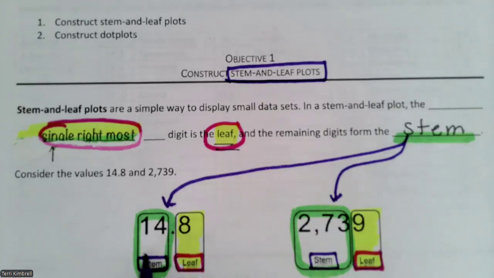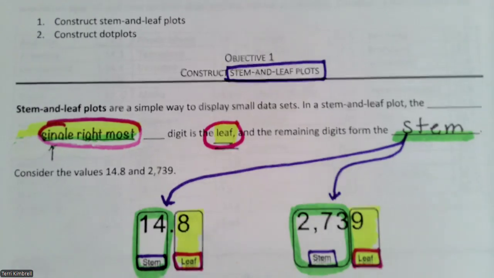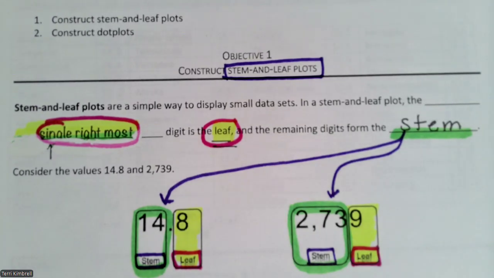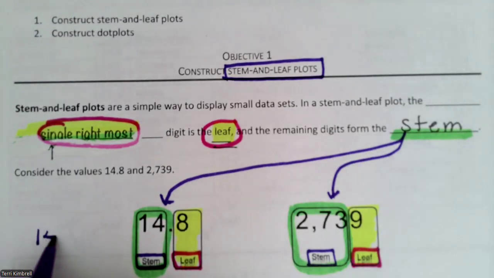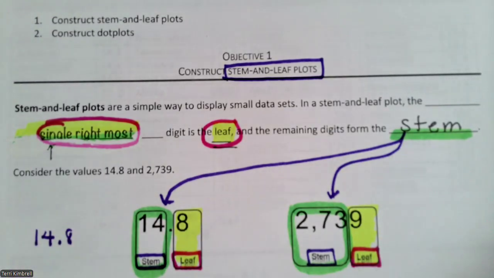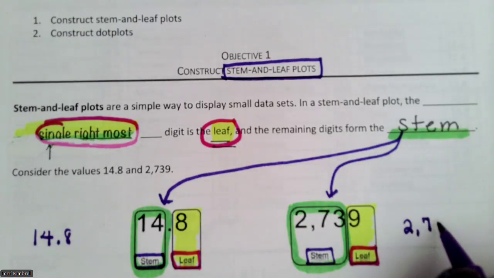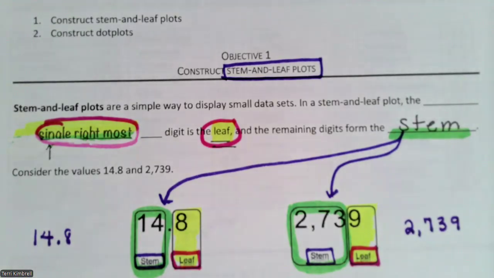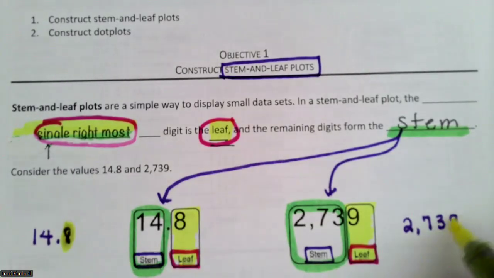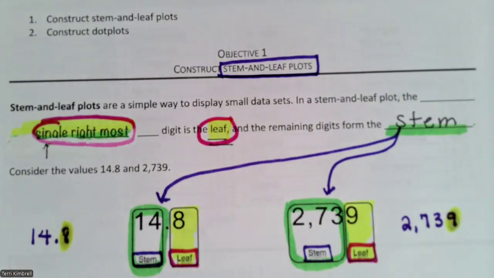So when you look at this data right here, this would represent 14 for the stem and 8 for the leaf. The other one would be 273 for the stem and 9 for the leaf. So we would have 14.8, and this one would be 2,739. So the single rightmost digit is going to be the leaf.